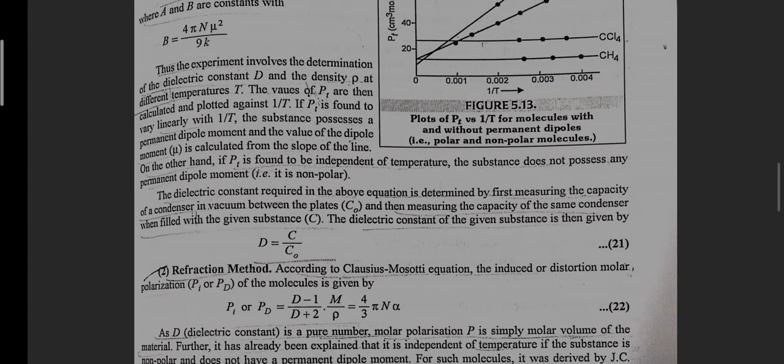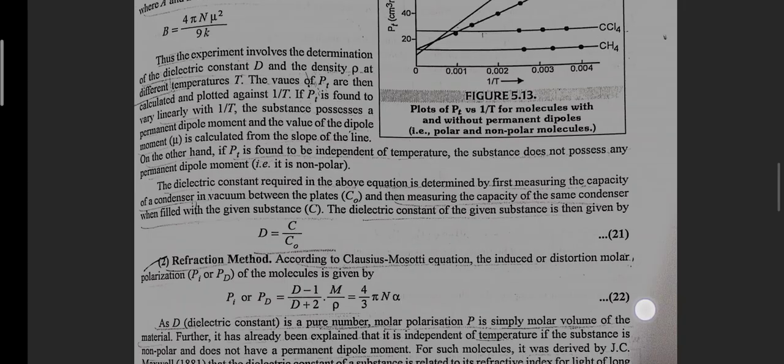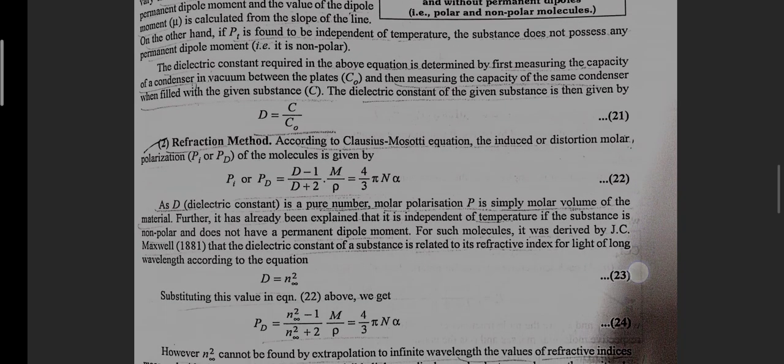The dielectric constant required in the above equation is determined by first measuring the capacity of a condenser in vacuum between the plates, C naught, and then measuring the capacity of the same condenser when filled with the given substance, C. The dielectric constant of the given substance is then given by D is equal to C upon C naught. Second method to measure dipole moment is refraction method.